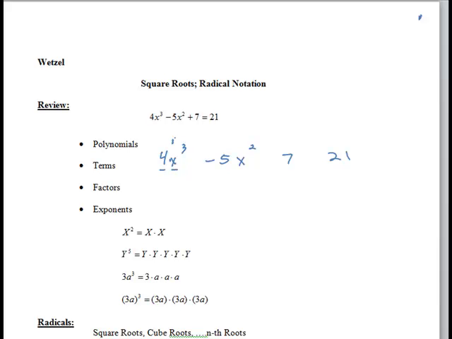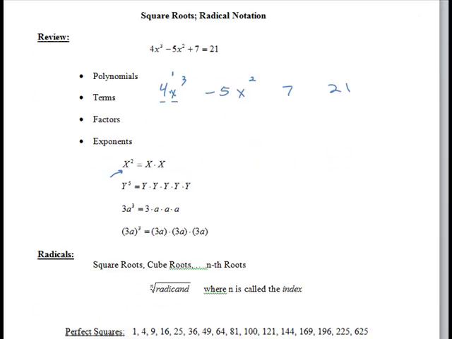A power is made up of a base and an exponent. So x squared, x is referred to as the base, what's being raised to the exponent 2, and that exponent tells you how many times the base is multiplied by itself, so that would expand out x times x. Likewise, y to the 5th would expand out as y times y times y times y times y.